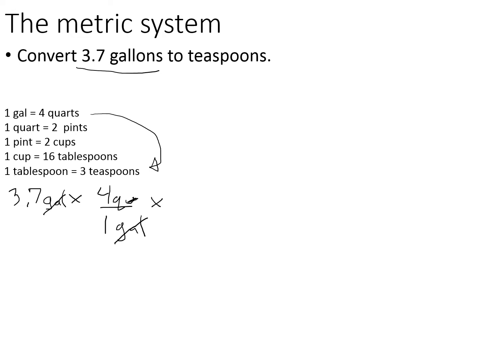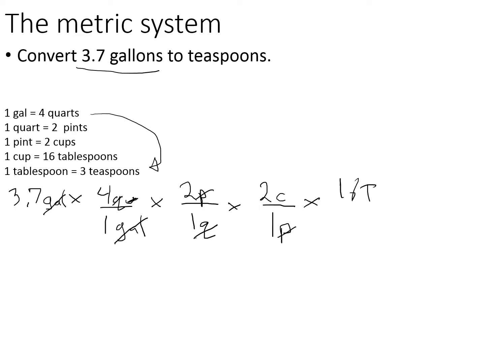So 1 quart equals 2 pints. So 2 pints divided by 1 quart. And again, the units cancel out. Quart and quart cancel out. That's how algebra works. And then we do the next one. Let's see. So 1 pint is 2 cups. So 2 cups per 1 pint. And then pints cancel out. And holy smokes. And then let's see, from cups, so 1 cup equals 16 tablespoons.